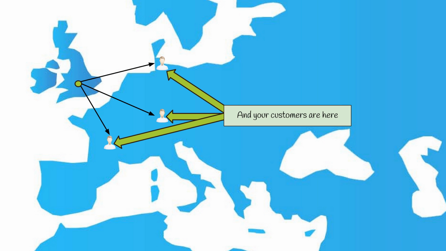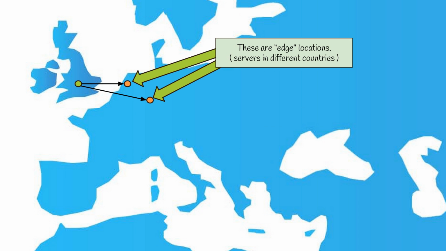Now, what actually happens when you're using a CDN is that you have something called edge locations, and this basically means servers in different countries. So if you think about one of your products right now, so maybe it's a toy or a mobile phone case, for example, that image is going to be put out onto the edge location. So maybe in Amsterdam and maybe in Frankfurt as well.